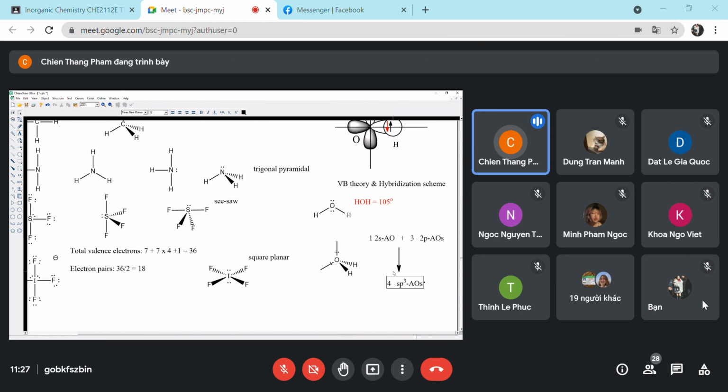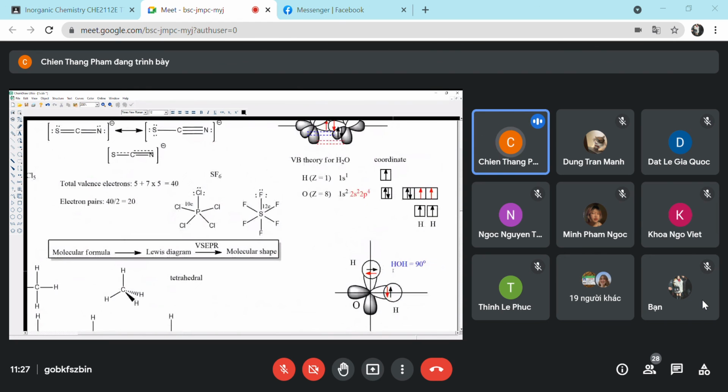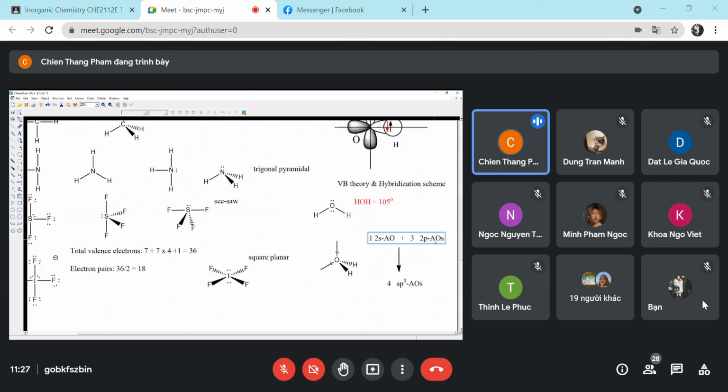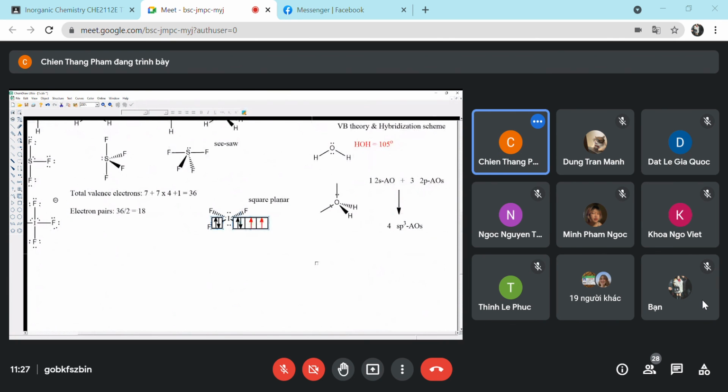So let's consider the structure of oxygen here. First, you have 1s and 3p. I know that for some of you this is new, or some of you don't understand anything. However, spend time at home on this.